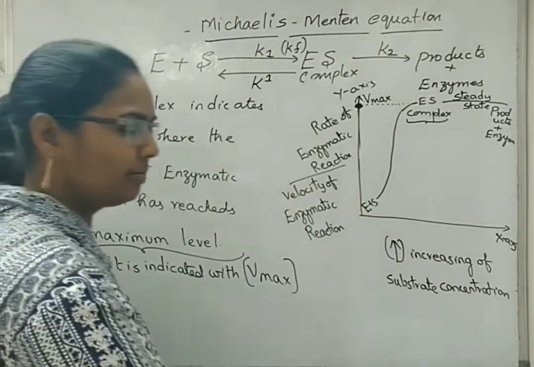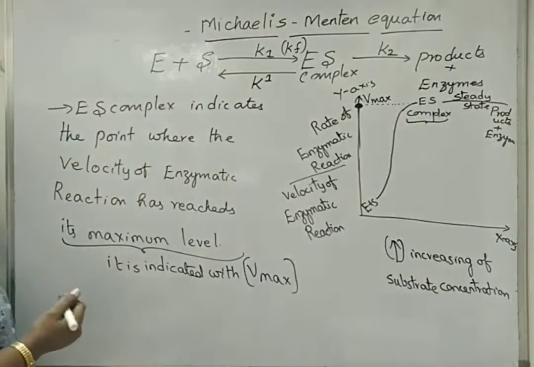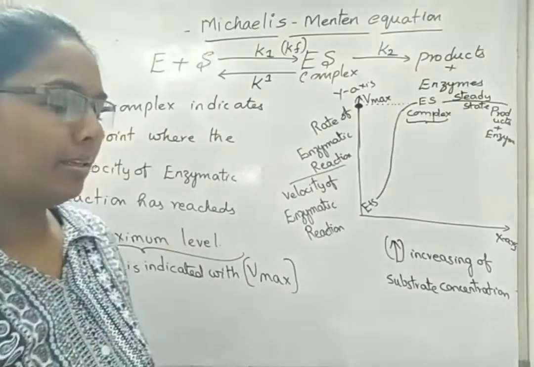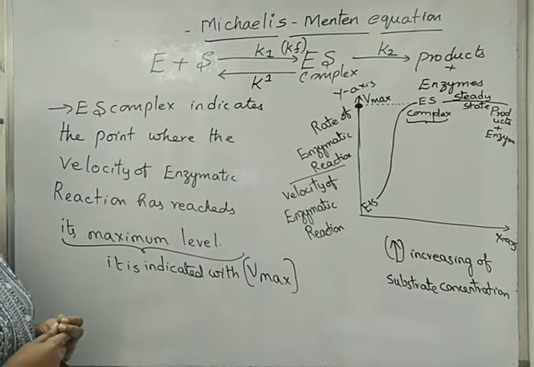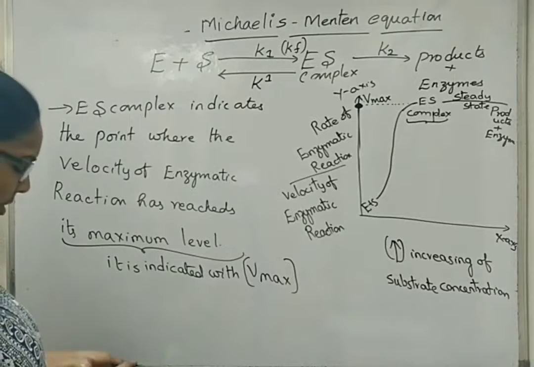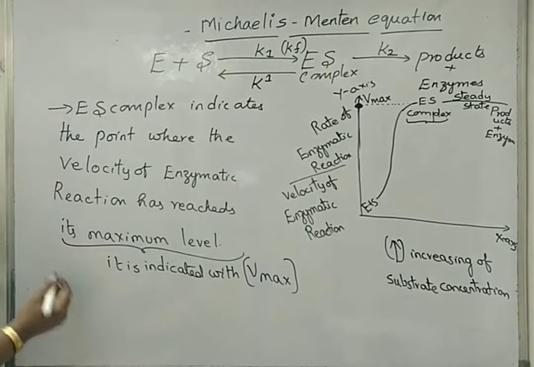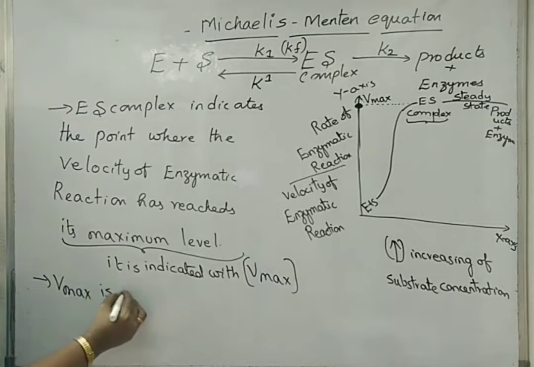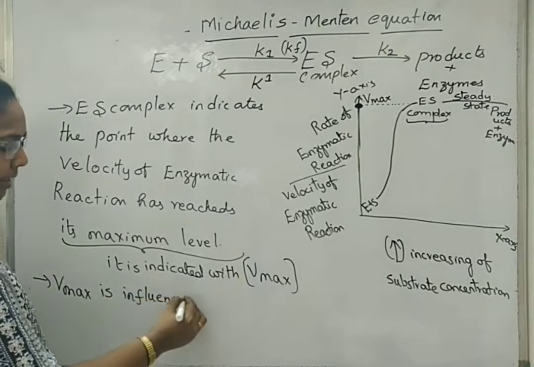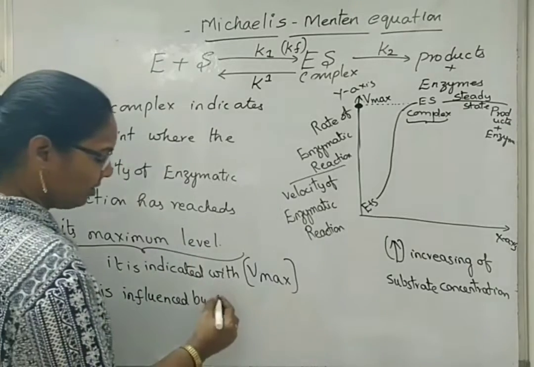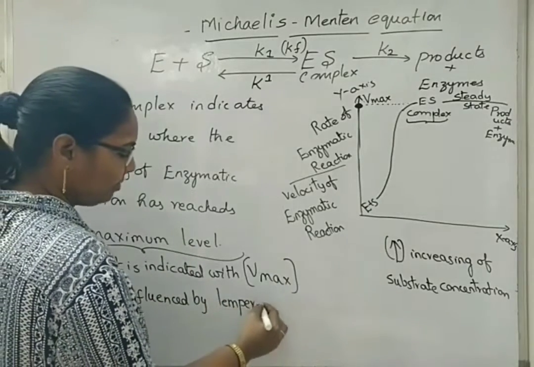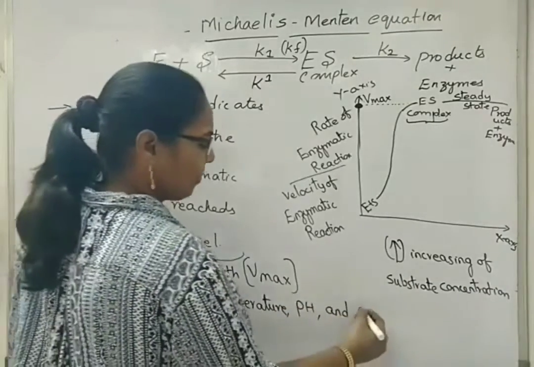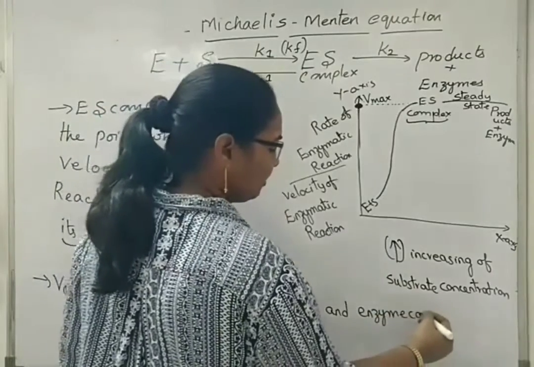Now, this enzyme substrate complex or Vmax is influenced by three different factors, that is temperature, pH and enzyme concentration, not the substrate concentration. Vmax is influenced by temperature, pH and enzyme concentration.